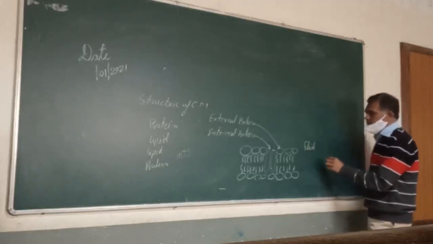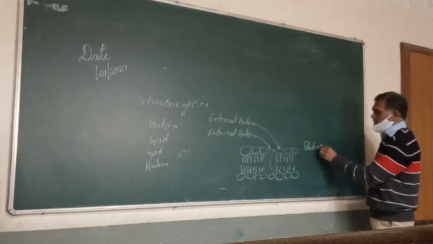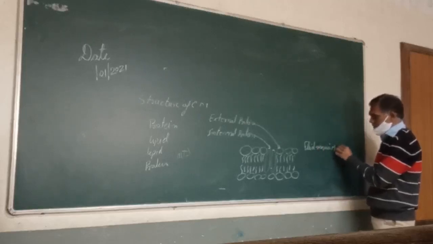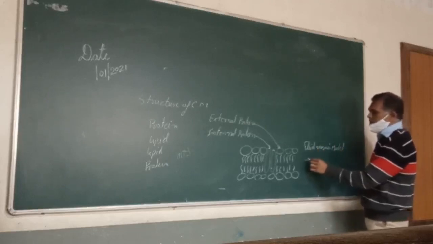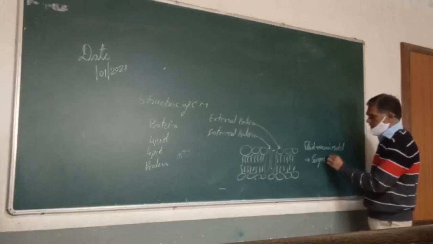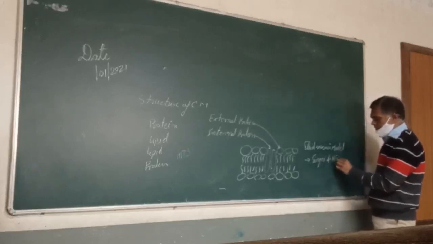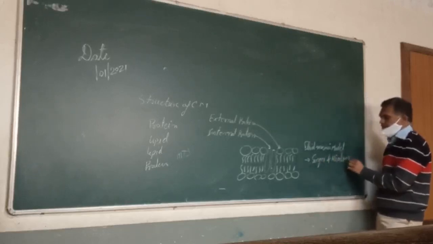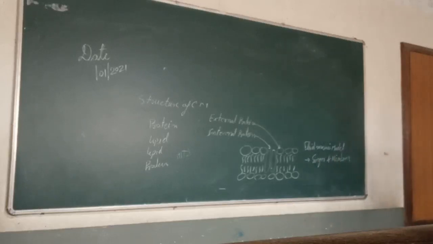Fluid mosaic model. It was given by Singer and Nicholson. These two scientists gave the fluid mosaic model, that is Singer and Nicholson.